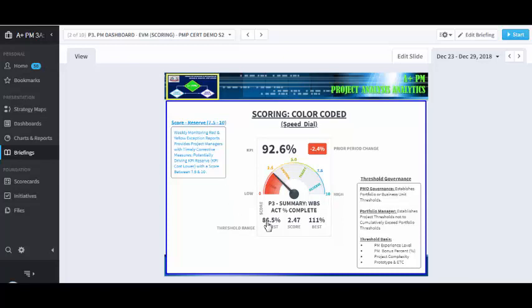Okay, so let's talk about threshold. Before we move down to the next slide, let's analyze what we're looking at here. The worst case scenario is you're completing the project at 86.5%, right? And the best case scenario is you're moving the project faster. So these are the worst case and the best case scenarios, right?